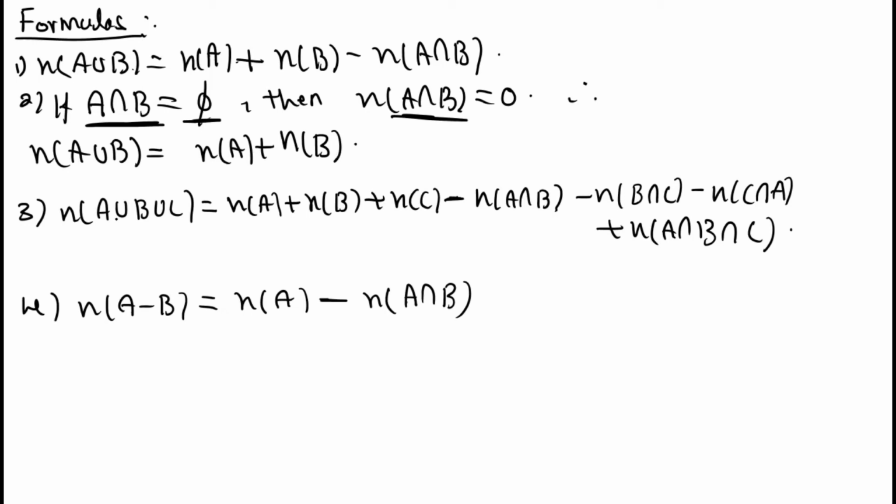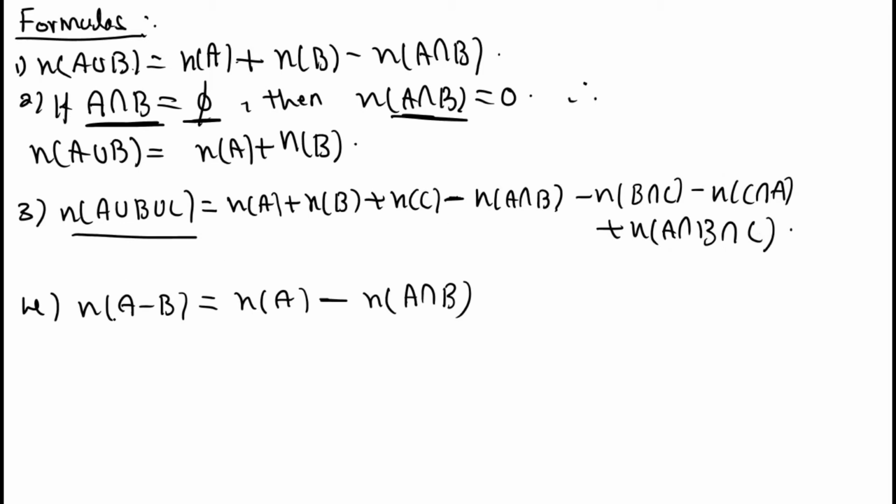Okay. The third formula is the number of elements in A union B union C. Important formula: n of A union B union C equals n of A plus n of B plus n of C minus n of A intersection B minus n of B intersection C minus n of C intersection A plus n of A intersection B intersection C. Here, see, one order is there: minus A intersection B, minus B intersection C, minus C intersection A, plus you need to add n of A intersection B intersection C.